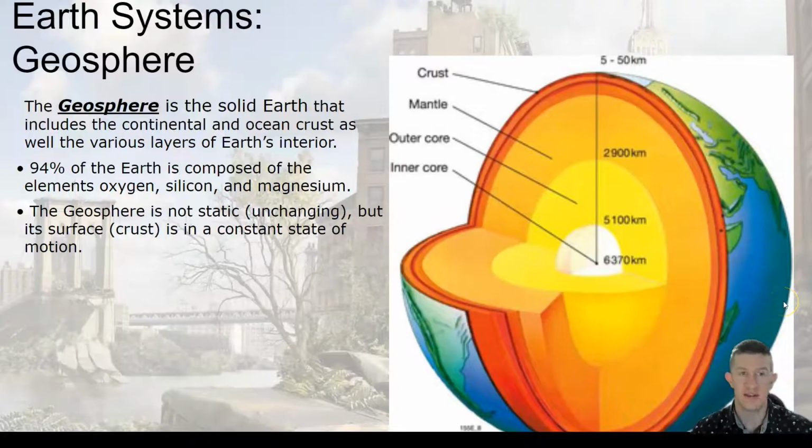The Geosphere is the solid Earth that includes the continental and the ocean crust, as well as the various layers of the Earth. 94% of the Earth is composed of the elements oxygen, silicon, and magnesium, so they are heavily or readily abundant materials on Earth. And it's important to know that the Geosphere is not static, and static is a word for unchanging or stationary. It's actually in a constant state of motion, and this is where it links in with things like your tectonic plates and the fact that the center of the Earth is liquid and it's moving around. That's where we get this moving crust component, or this moving sphere component.